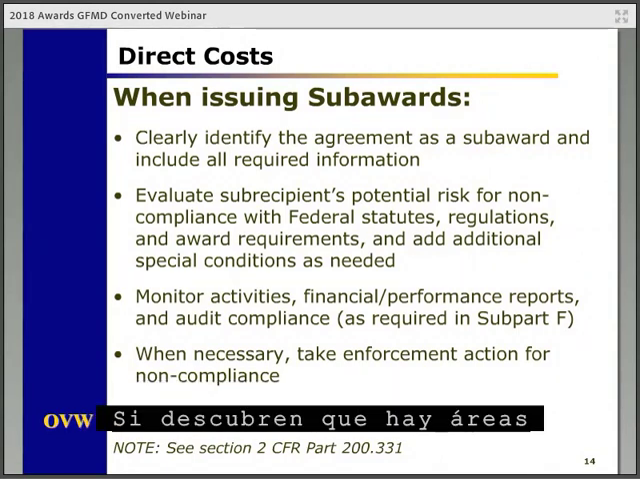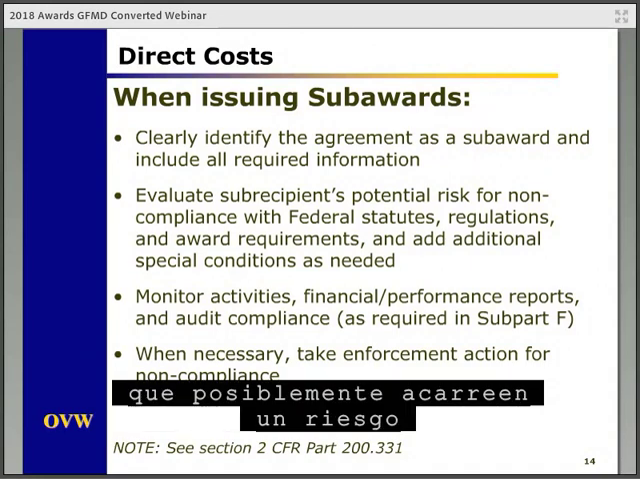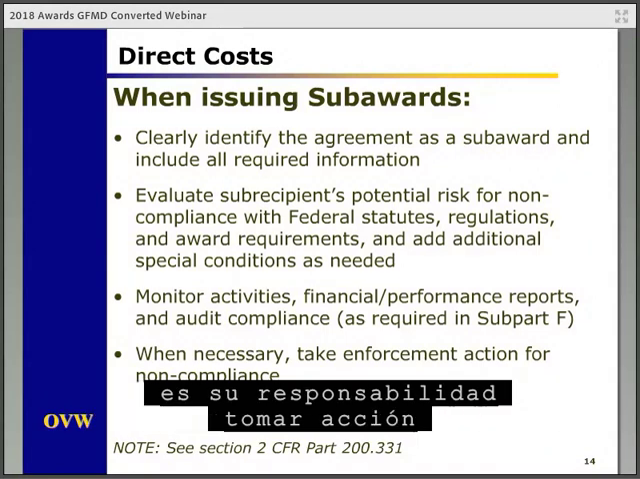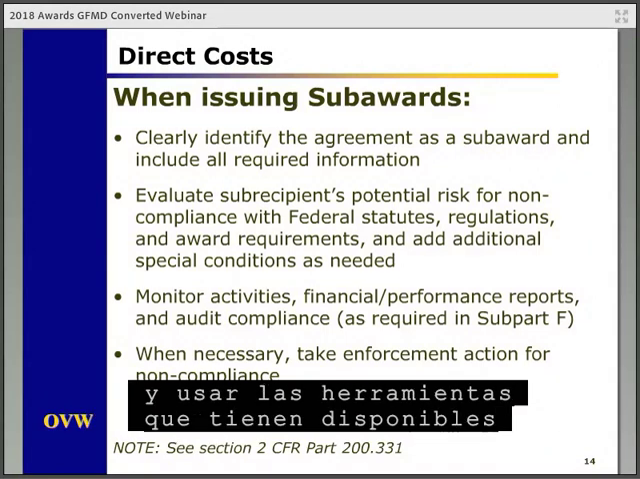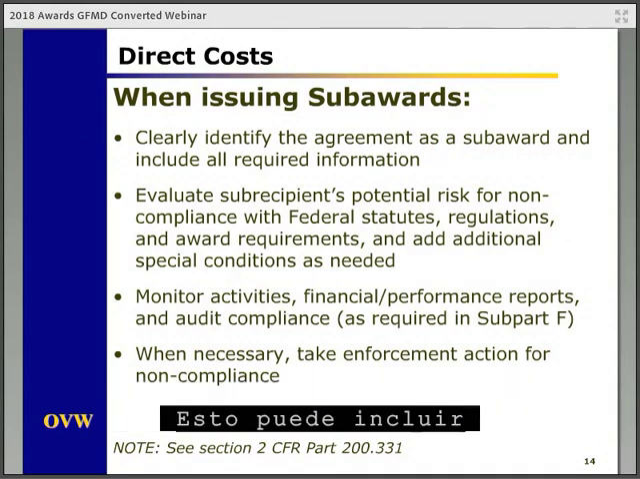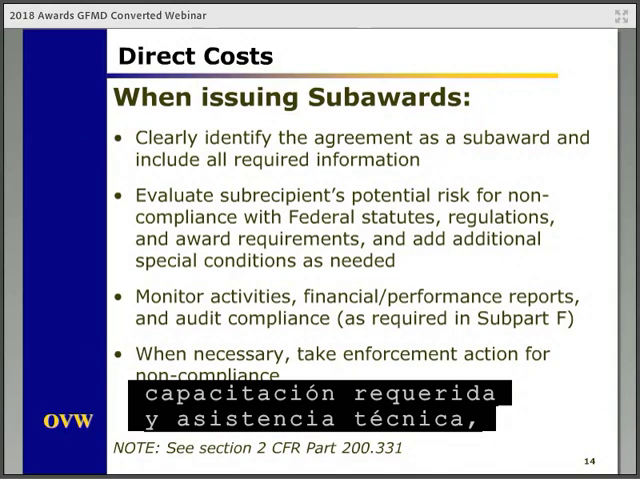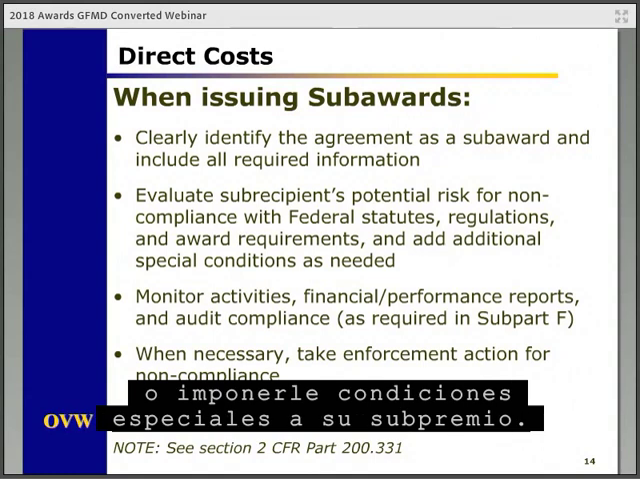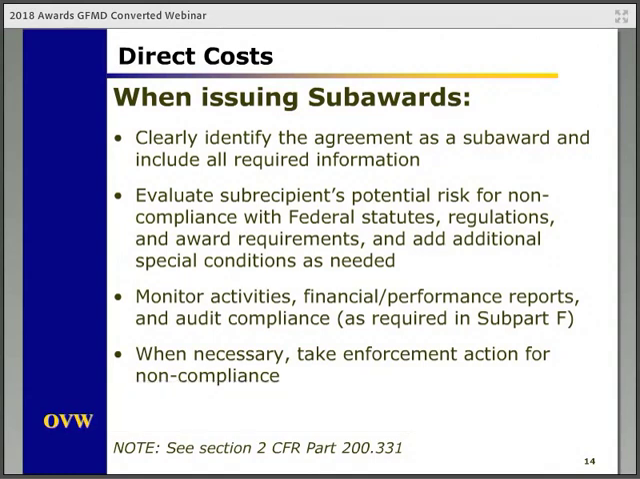If you find that there are any areas that could potentially pose a risk or any deficiencies with their ability to administer the subaward, it's your responsibility to take action and use the tools you have available to ensure compliance. This can include required training and technical assistance, performing on-site reviews of their operations, or imposing special conditions to their subaward.